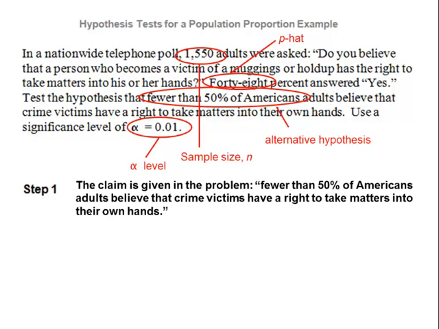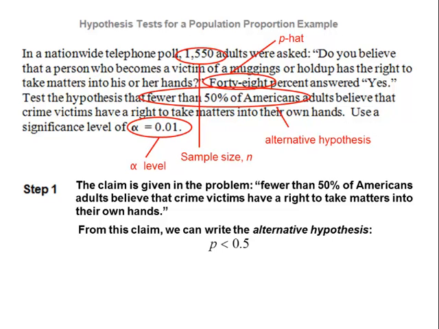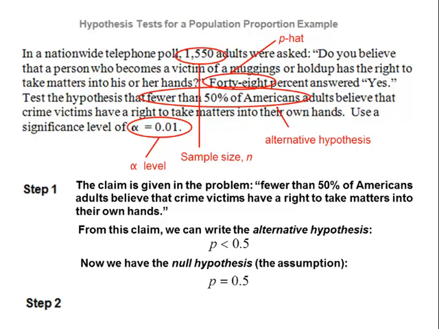So for step 1, the claim is given in the problem. Fewer than 50% of American adults believe that crime victims have a right to take matters into their own hands. That's the claim. So from this claim we can say that p is less than 0.5, less than 50%. The assumed value of the population proportion is 50%, 0.5. Step number 2, we have our alpha level, 0.01.